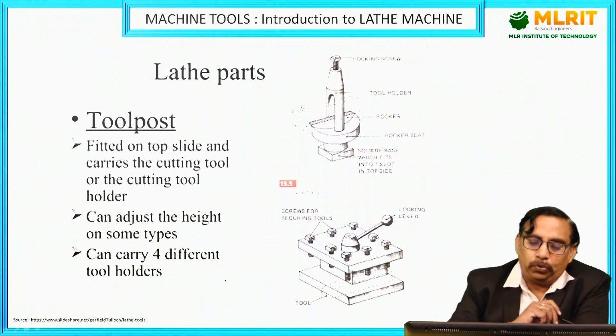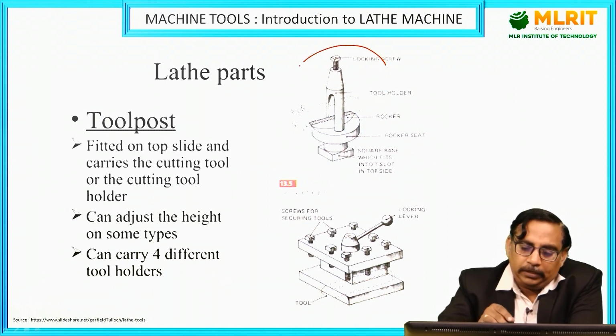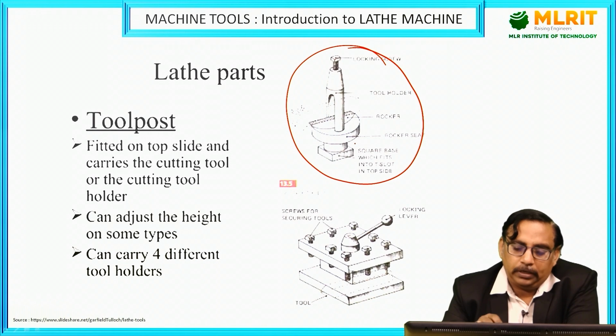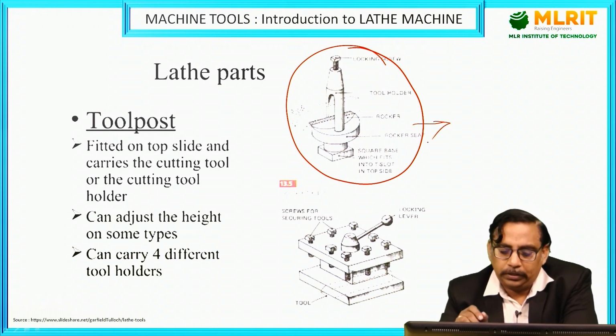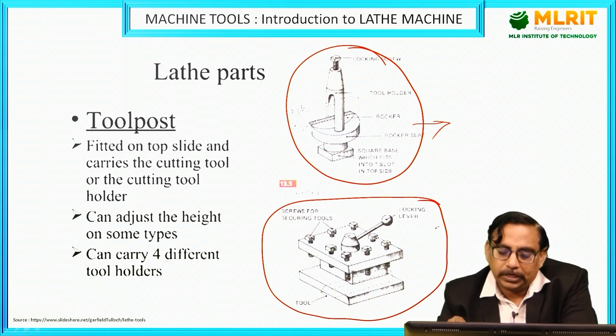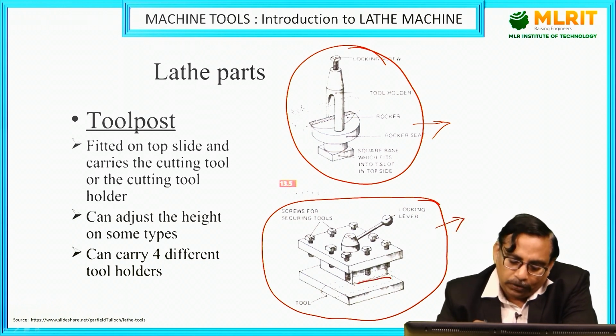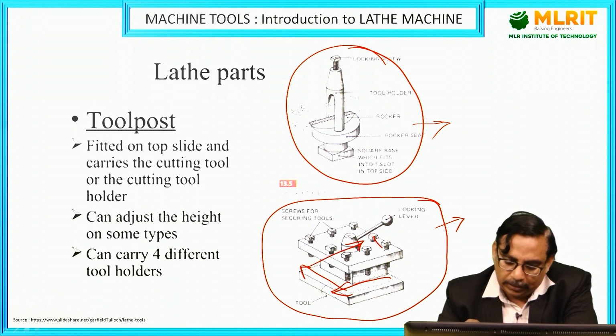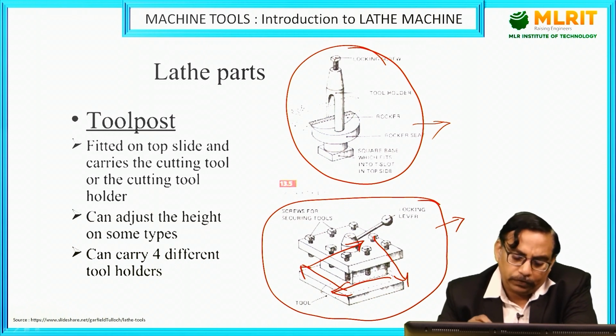So coming to tool post, this is a single tool post, where only one cutting tool can be mounted, and this one is a multiple tool post, where multiple tools can be mounted. So one tool can be mounted like this, another tool like this, another like this. So simultaneously 4 can be utilized, but it depends upon the length of the cutting tool which we will be mounting on this.